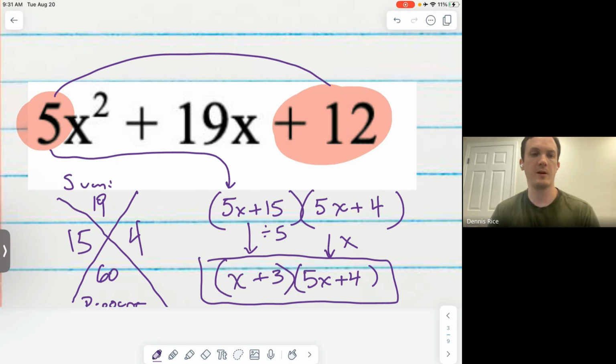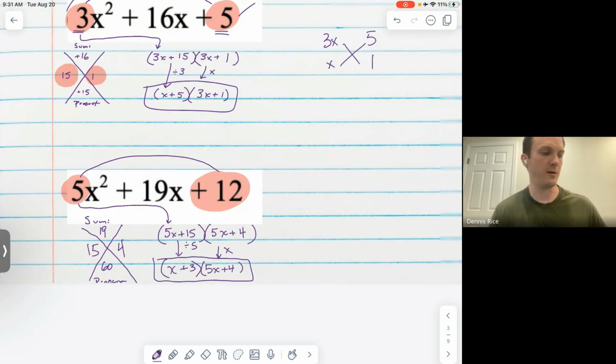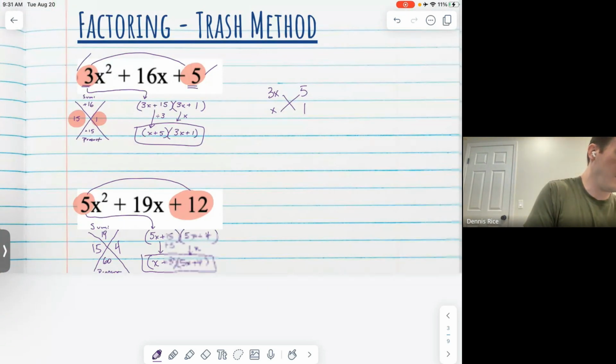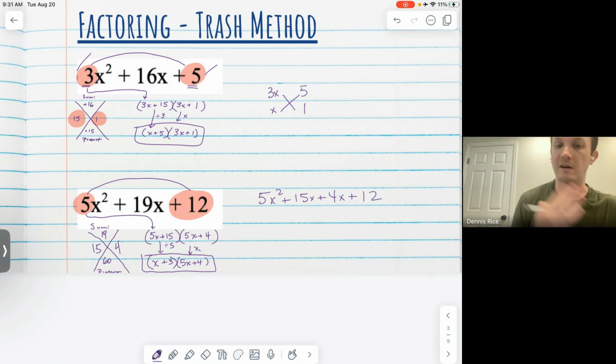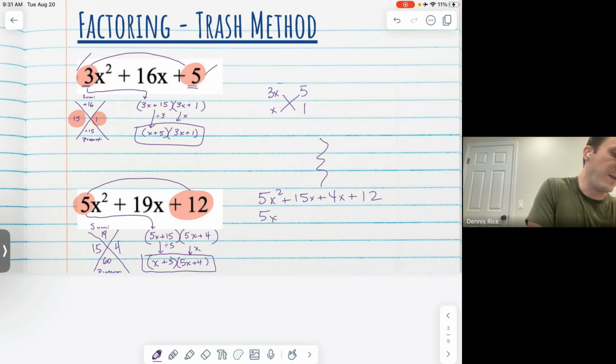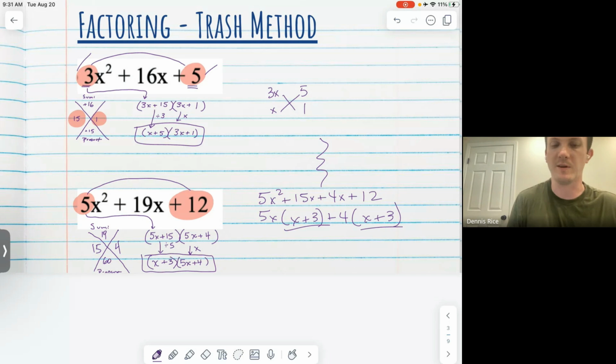Okay, what do we think about this? Do we like trash better? I'll quickly just show you what we did last week if you weren't here. Once we found the two numbers, we split up 19, creating a 4-term polynomial, and then you factor it in half. If I do the left side, I get 5x times x plus 3. If I do the right side, I get 4 times x plus 3. If you did it correctly, you should always get to the point where these binomials are the same.